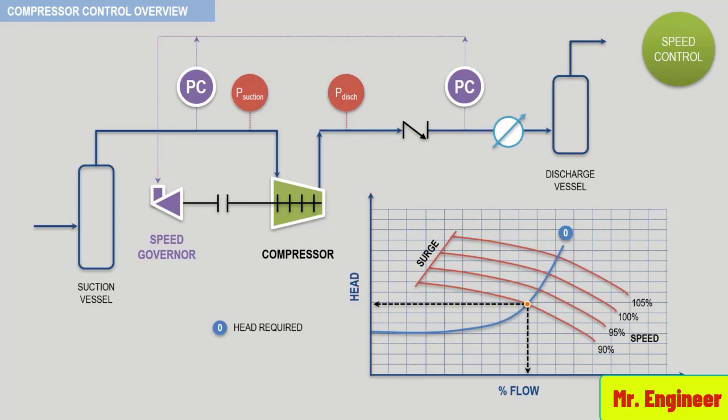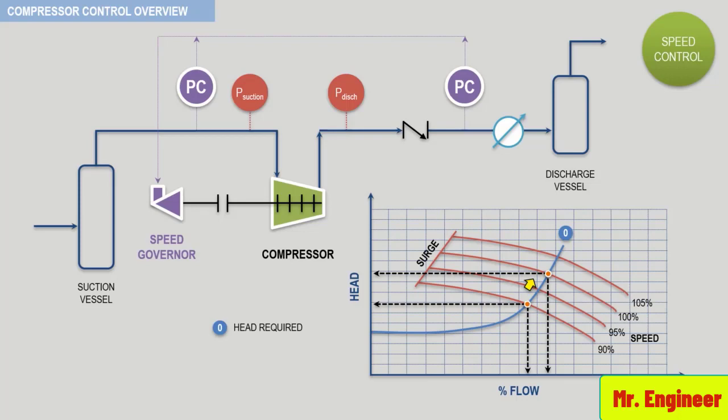Imagine now that the process system requires more flow and more head to be delivered by the compressor. This additional flow and head can be achieved by simply operating the compressor at a higher speed, let's say at 100%. The new operating point will correspond now to the intersection of the blue curve with the head capacity curve of the compressor, but this time at 100% speed. As you can see now, this new operating point has a higher flow and a higher head.